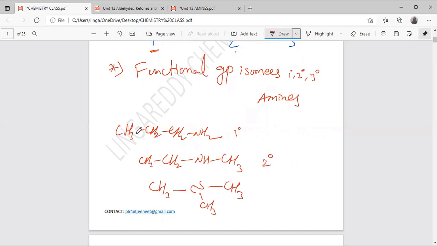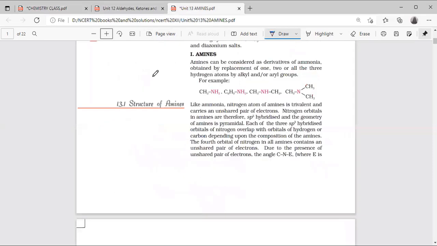Now you can see 1, 2, 3 carbons and 1, 2, 3 carbons, 9 hydrogens: 3 plus 3 plus 3, 9. This is the tertiary. This much is clear, primary, secondary, tertiary amines? Okay. So here the point to note is functional group isomers. If you take primary, secondary, tertiary alcohols, those are not functional group isomers. But here, these are functional group isomers.